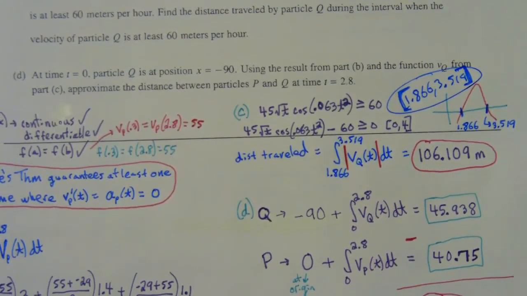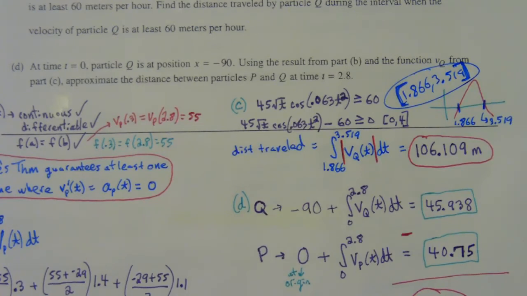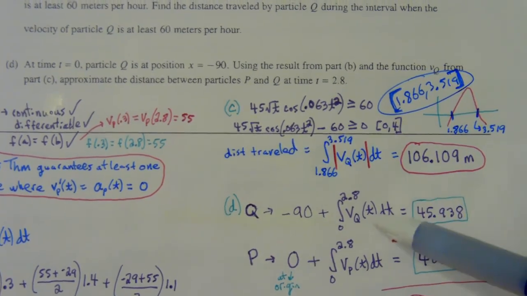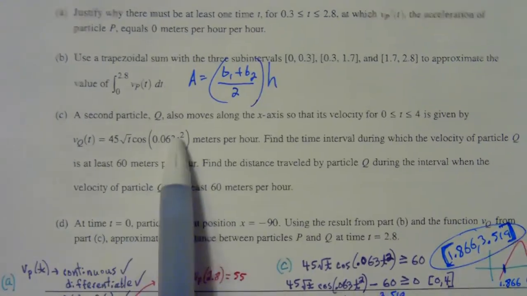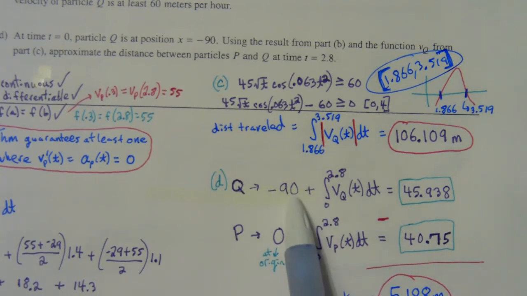So anyways, particle Q: remember on the position problems, you always have to take into account the initial position. So if you want to figure out where that particle Q is, there's your initial position right there. And when you integrate the velocity, it's going to get you position. So the negative 90 is your initial, and then you integrate the velocity between 0 and 2.8, math 9 that thing. Now you don't math 9 it with the 60, you just math 9 it with that, because that's your velocity of Q. When you integrate that, that's going to get you your position, taking into account your initial position.